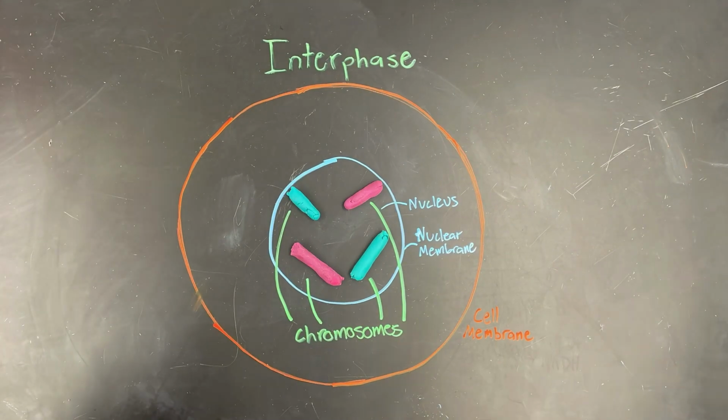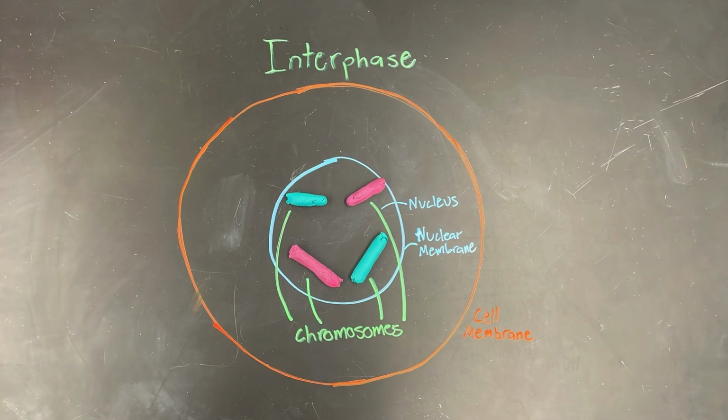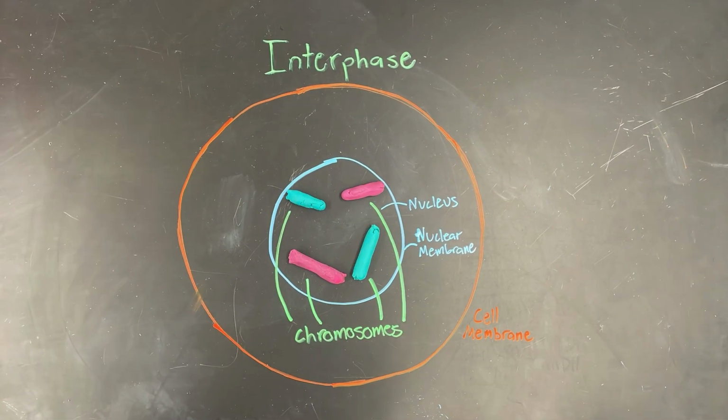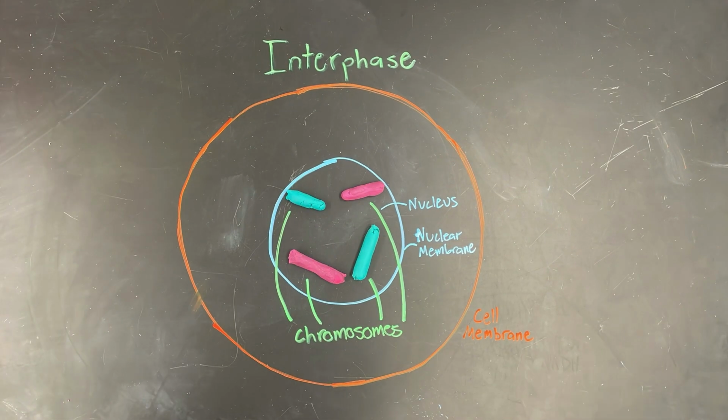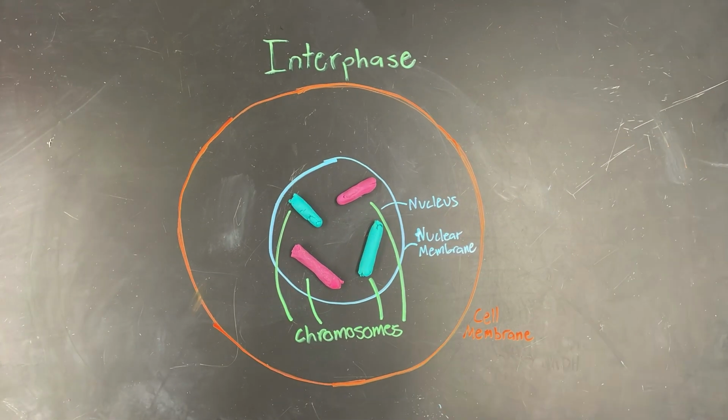The cell spends 90% of its time in interphase. Interphase is split up into three parts: G1, synthesis, and G2. During G1, the cell grows and builds proteins it needs for cell division. It also takes in nutrients.